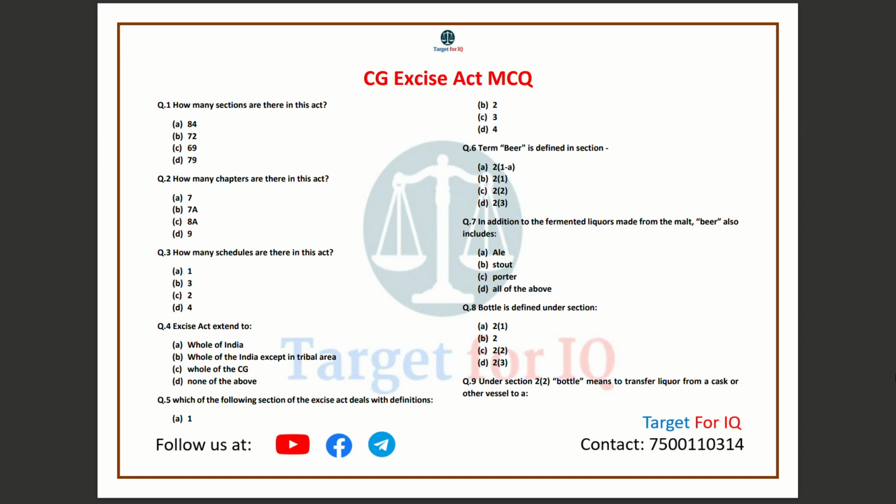Question number 2. How many chapters are there in this act? Option A 7, option B 7A, option C 8A and option D is 9. The correct answer to question number 2 is option D, that is 9.